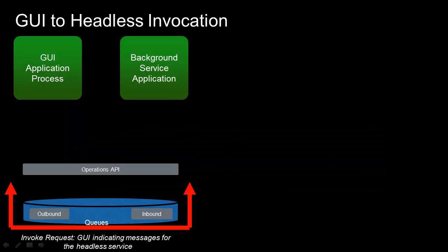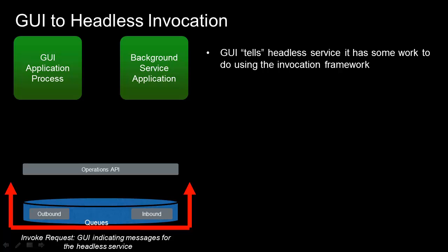So I've mentioned a few times that there are occasions where the GUI will somehow tell the headless service that there are operations in the outbound queue waiting for it to process, or conversely, that the headless service will somehow tell the GUI that there are operations in the inbound queue for it. But how exactly does one tell the other something? Well, the answer is we use the invocation framework, which is a really great feature of BlackBerry 10. So the GUI tells the headless service it has some work to do using the invocation framework.